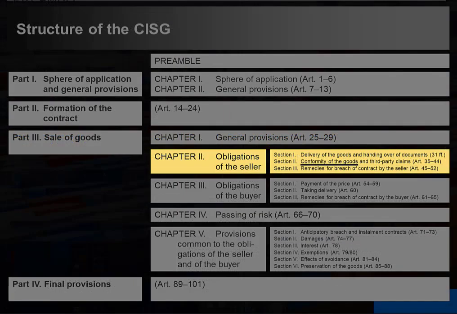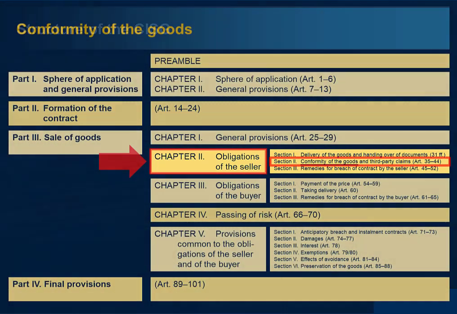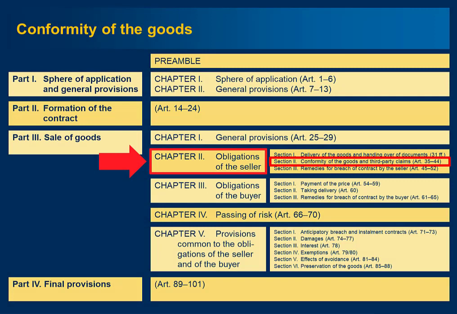A number of provisions that are relevant in that respect are to be found in Part 3, Chapter 2, Section 2 of the CISG. Closely related provisions are contained in two other sections, namely Part 2, Chapter 2, Section 3 and Part 2, Chapter 5, Section 2. But for the moment, I would like to concentrate on Chapter 2, Section 2.